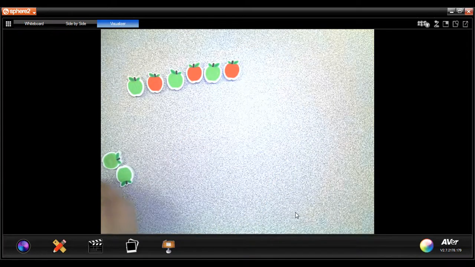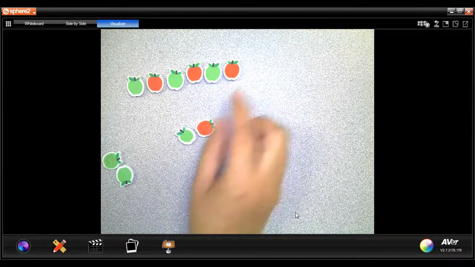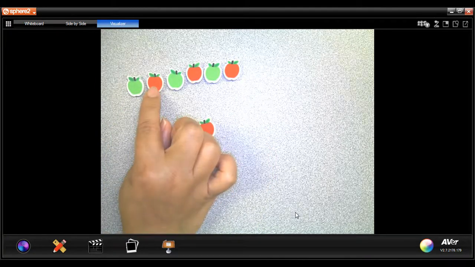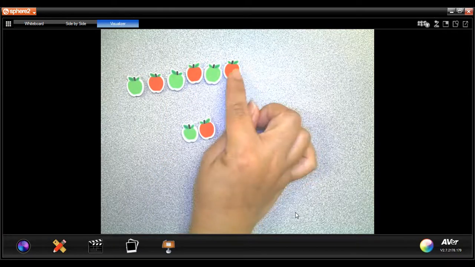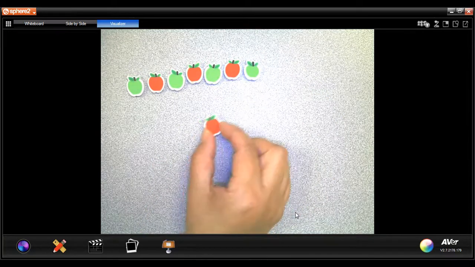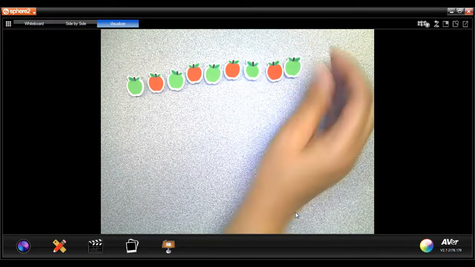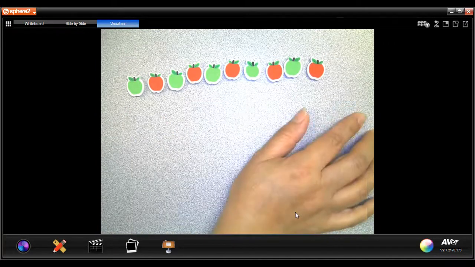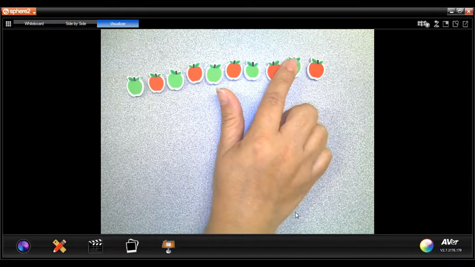Okay, let's say it out loud and see what's going to go here, if it's going to be green or red, right? Green, red, green, red, green, red. So it's green, and then red, and then green, and then red. Okay, that is our A-B pattern. Green, red, green, red, green, red, green, red, green, and red.